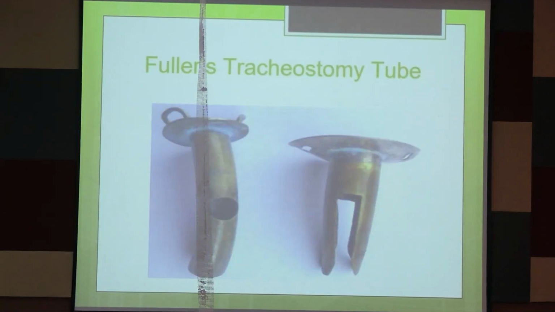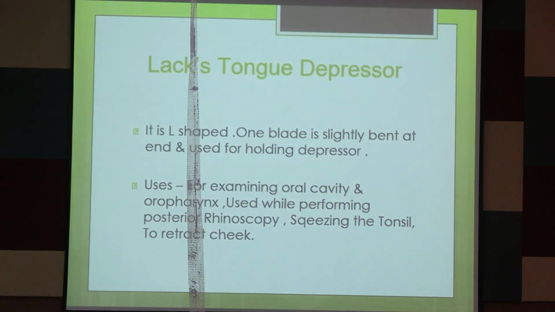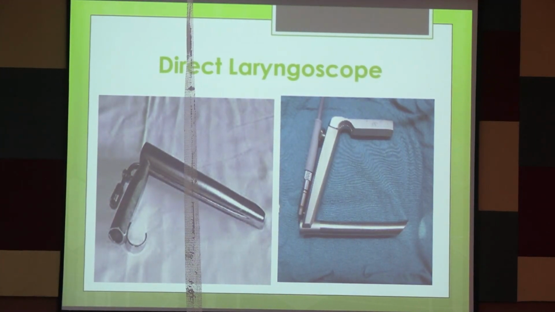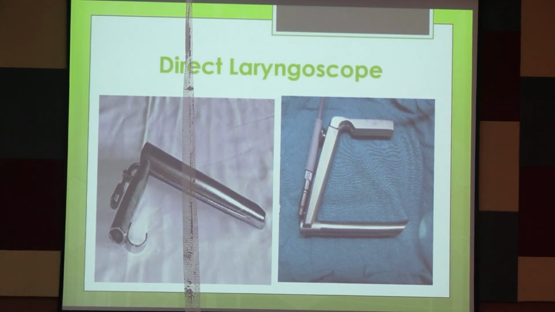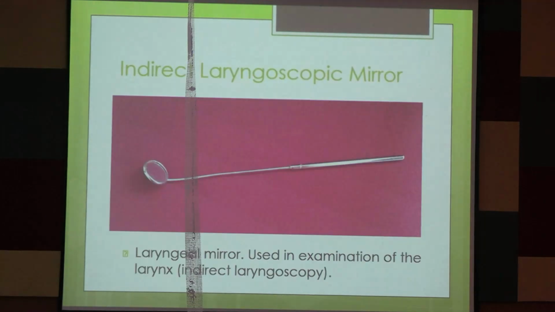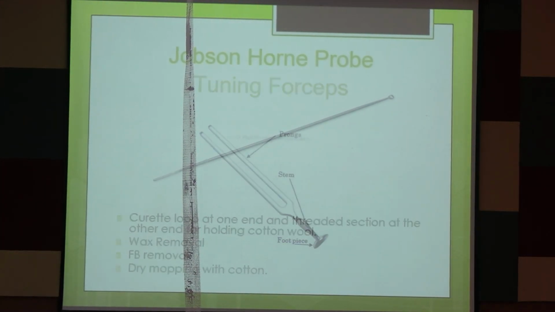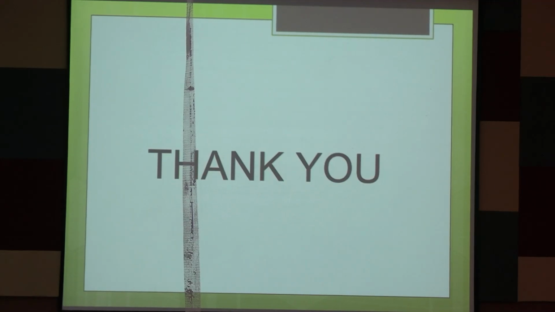For direct laryngoscopy, what was there to see directly? This one. Here you can see it directly, right? It will go inside the larynx and you can see it directly. Okay? This is the probe, which was mentioned in the morning. Okay, OPD instrument, tuning fork. That's it.